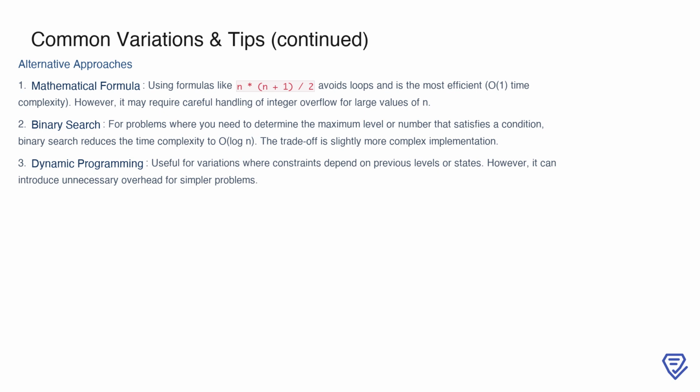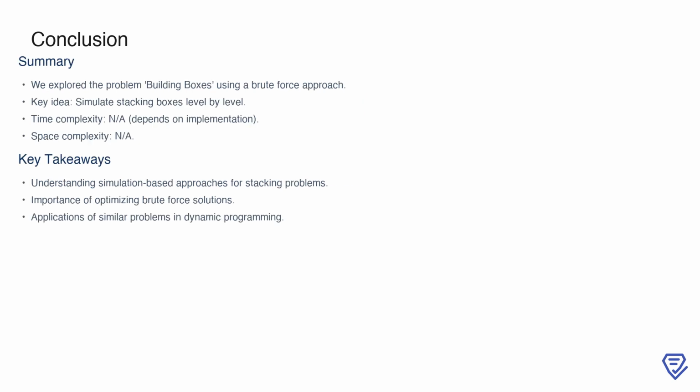Lastly, dynamic programming can be helpful for variations of this problem where constraints depend on previous levels or states. That said, dynamic programming may introduce unnecessary overhead if the problem can be solved with simpler methods. Each approach has its trade-offs, so it's important to choose the one that best fits the specific problem and its constraints. We've reached the end of our walkthrough for problem number 1739, building boxes. Today, we reviewed a brute force approach and the key insights for solving this problem.